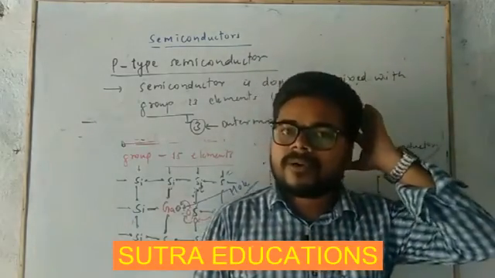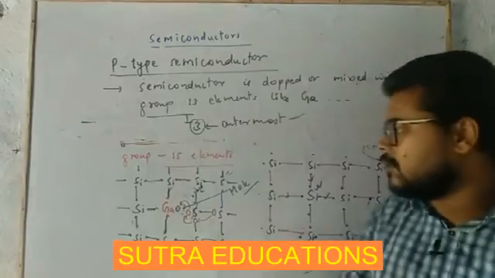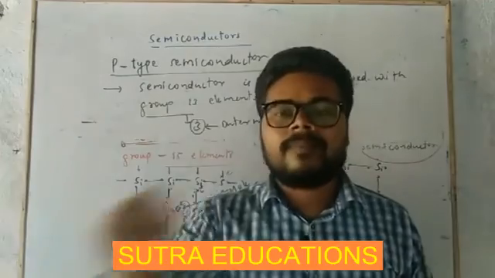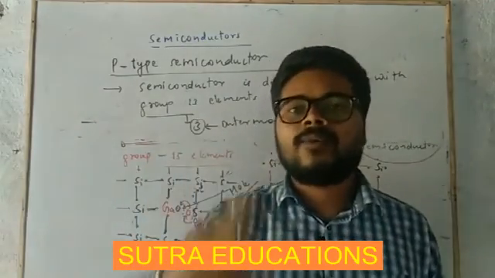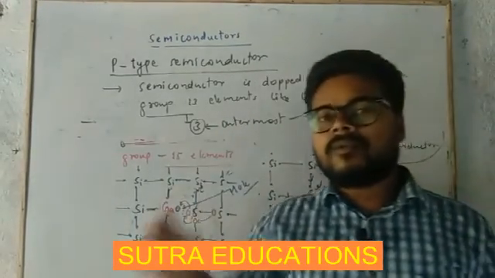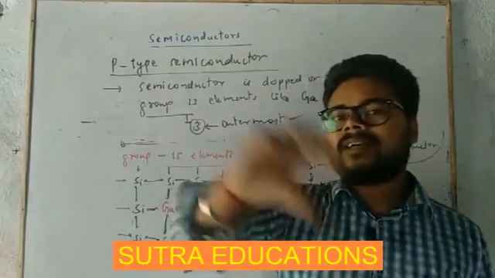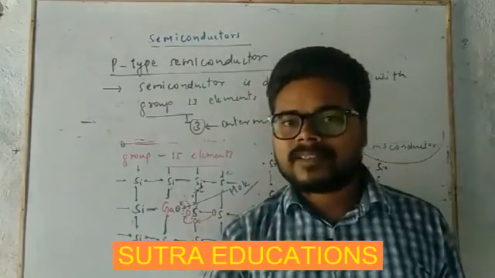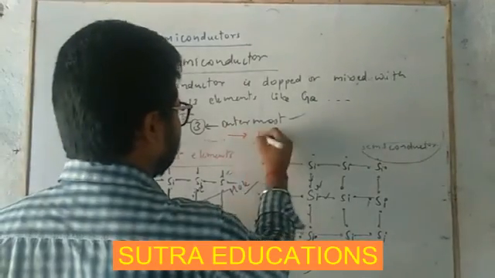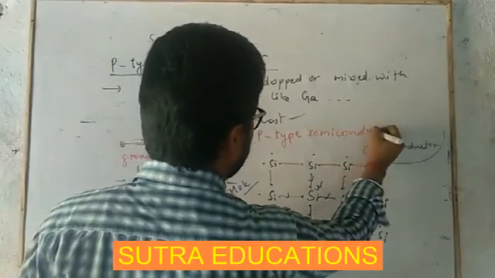So electricity here is conducting due to movement of holes, and that's why this type of semiconductor is known as p-type semiconductor. P for positive type semiconductor. The hole is considered positive, because here conduction is due to the holes present. That's why these are known as p-type, positive type semiconductors. Getting this?